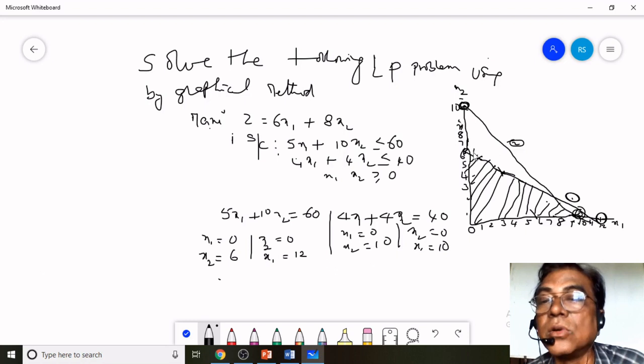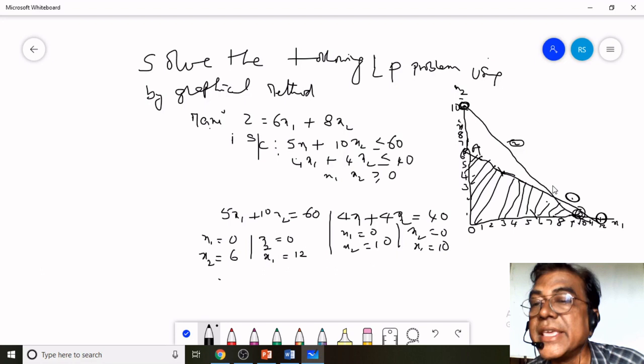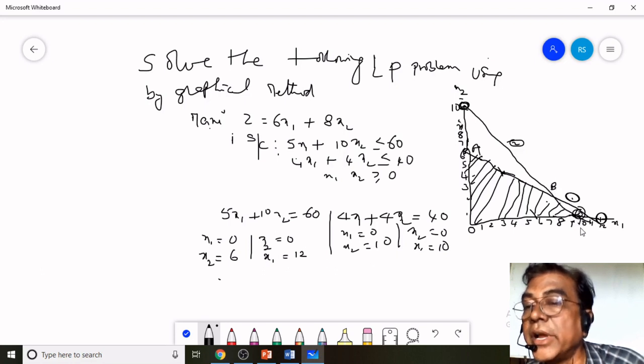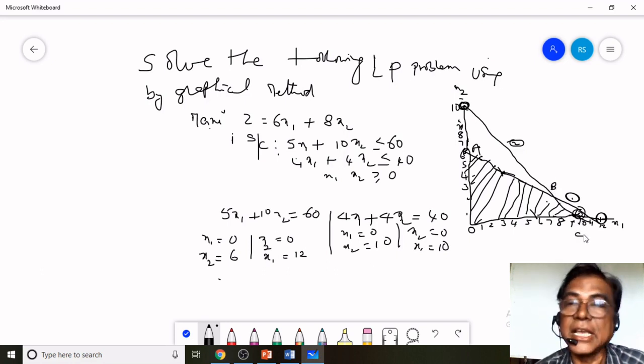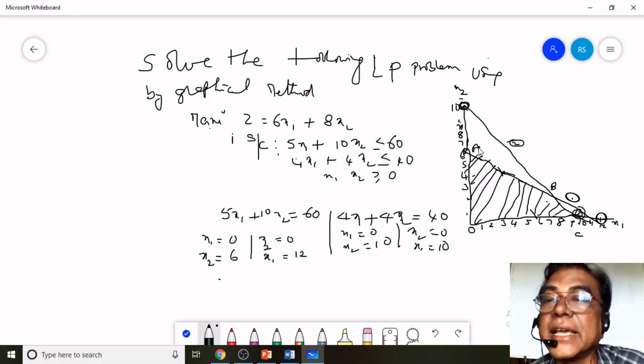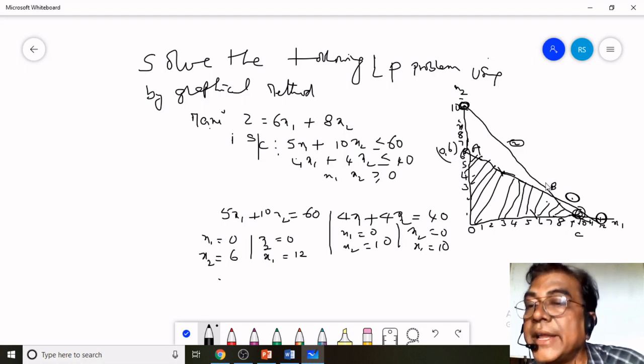Now put the points. Let the point be A. These are called corner points. B, and this point is C. Please calculate the coordinates. The point A lies on the x2 axis, so the x1 value is 0, comma 6. Come to the B point, which is nearly approximately 7, comma 2.5. The third value is 10, comma 0.